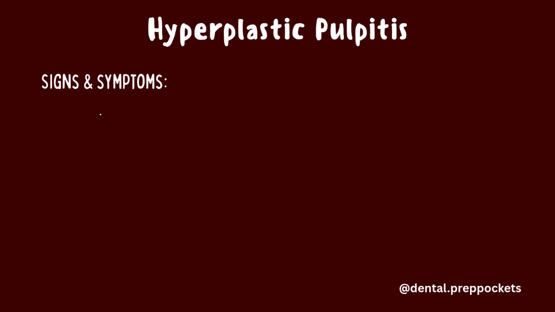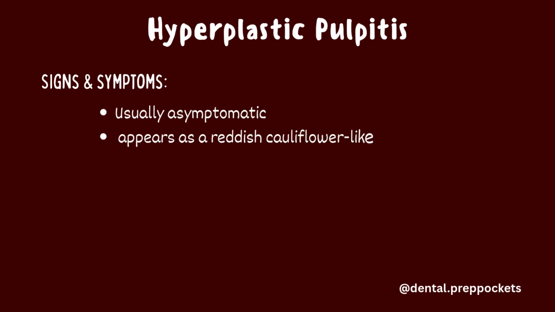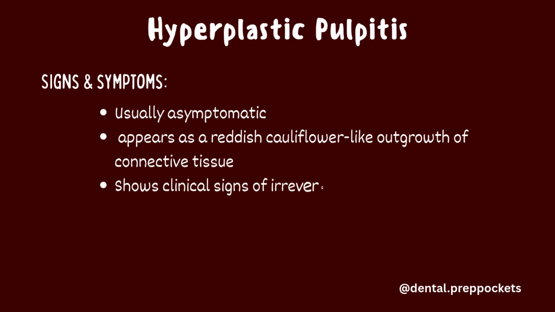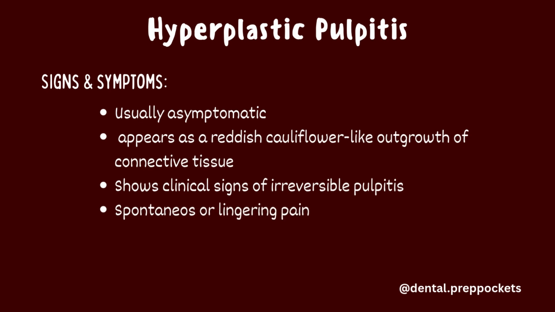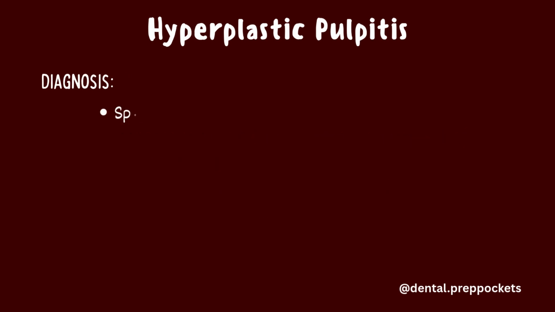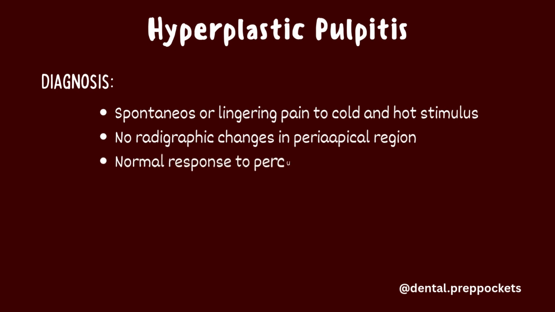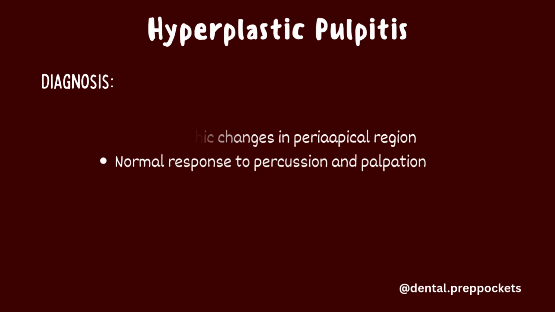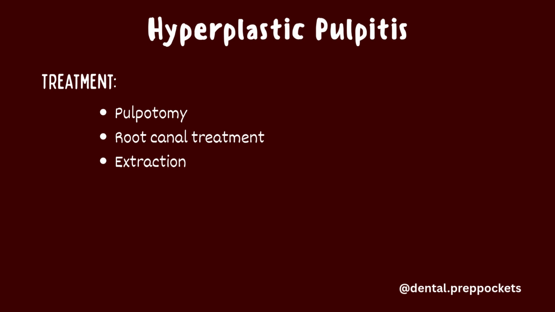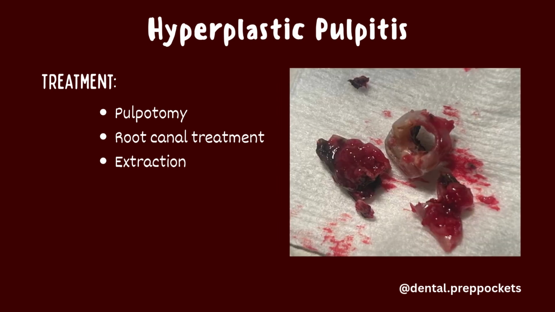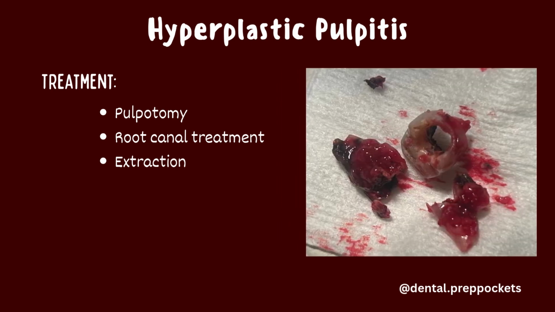It is usually asymptomatic and appears as a reddish cauliflower-like outgrowth of connective tissue into caries that has resulted in a large occlusal exposure. It is occasionally associated with clinical signs of irreversible pulpitis, with spontaneous or lingering pain to cold and hot stimuli. It shows no radiographic changes in the periapical region and a normal response to periapical testing. Treatment depends on the extent and severity of caries and includes pulpotomy, root canal treatment, or extraction.